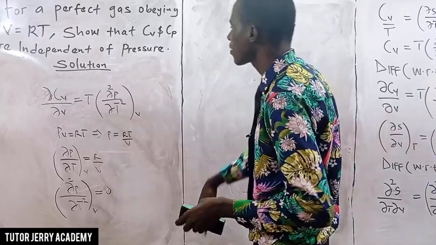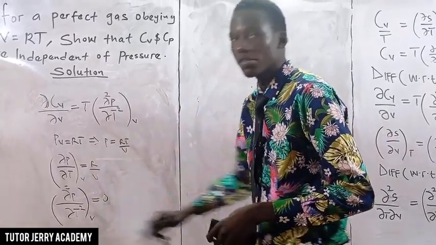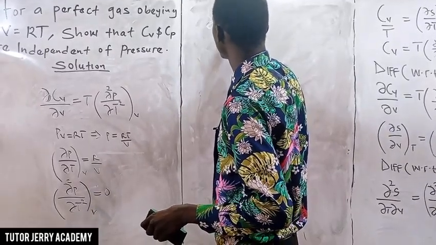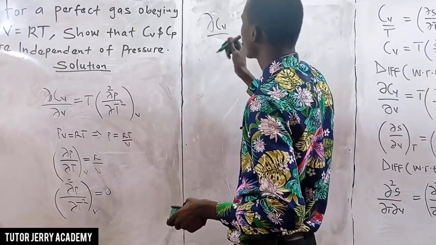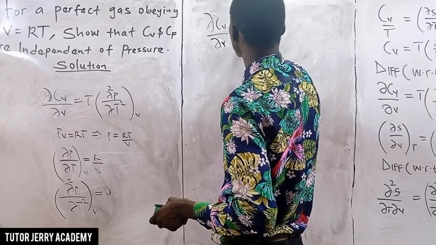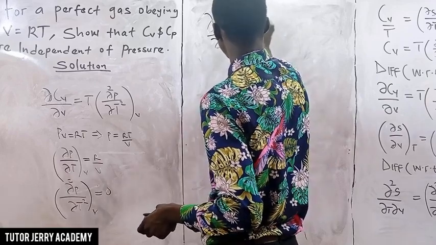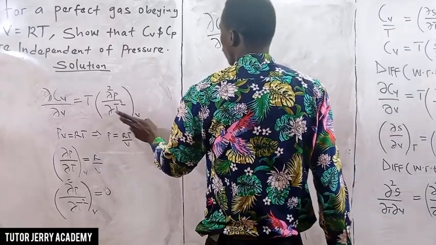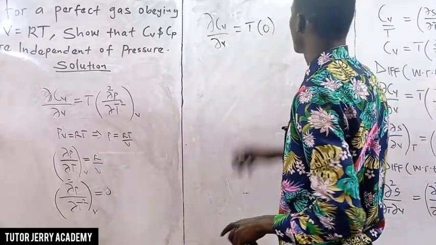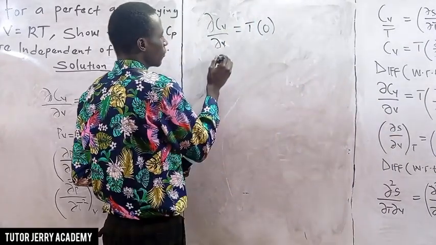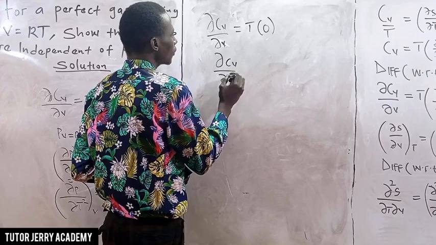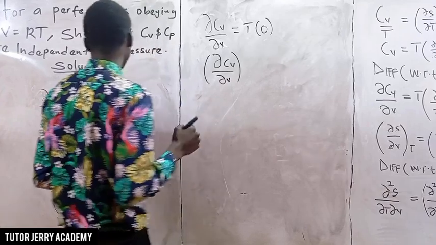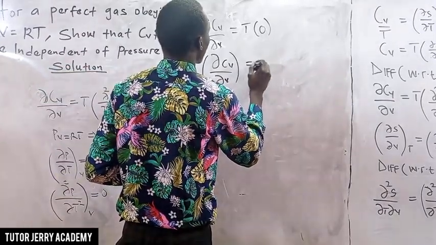It implies that for this, we are going to be substituting 0. This equation will now become the partial derivative of Cv all over the partial derivative of v to be equal to T into 0, because we substitute the value of this, which is 0, for this in this equation. It implies that the partial derivative of Cv all over the partial derivative of v is equal to 0.